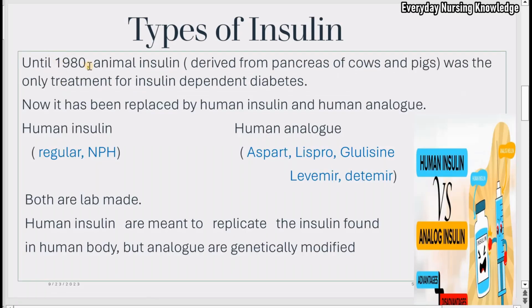Until 1980, animal insulin, that is insulin derived from the pancreas of cows and pigs, was the only treatment for insulin-dependent diabetes. But now it has been replaced by human insulin and human analog.